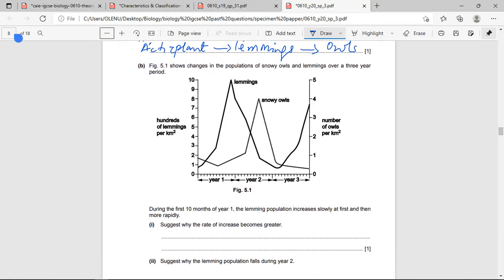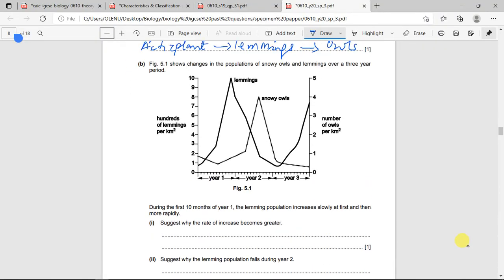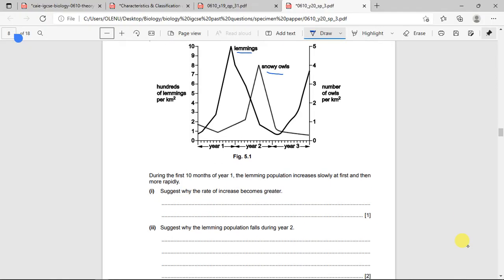If not, that's 0. Now, figure 5.1 shows changes in the population of snowy owls and lemmings over a 3-year period. So this is lemming, this is snowy owls, and we are looking at their population change over a 3-year period. The first question is, during the first 10 months of year 1, the lemming population increased slowly at first and then more rapidly. Suggest why the rate of increase became greater.